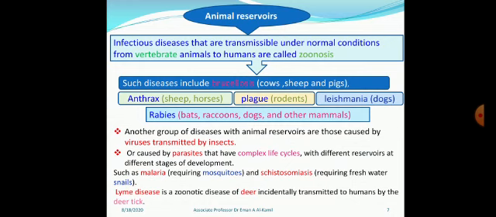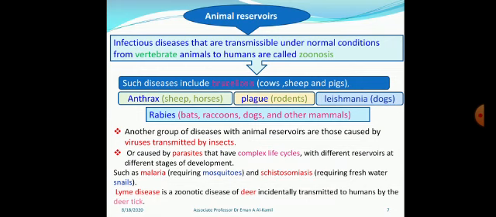Anthrax is a disease of sheep or horses, and the spores can be transmitted to humans. Plague is transmitted from rodents by fleas to humans. Leishmania, especially visceral leishmania, is transmitted from dogs to humans. Rabies comes from bats, raccoons, dogs, and other mammals. Also, COVID-19 is thought to be transmitted from bats to humans. So all these are regarded as animal reservoirs, which can transmit the microorganism to humans.